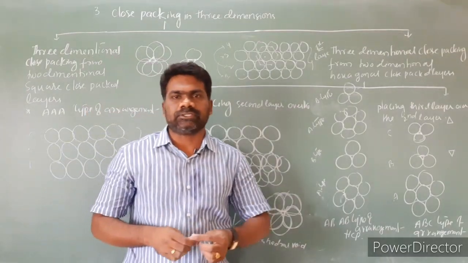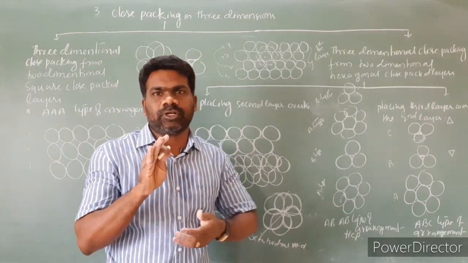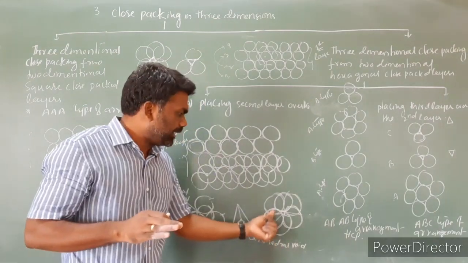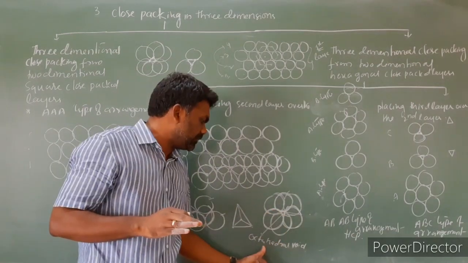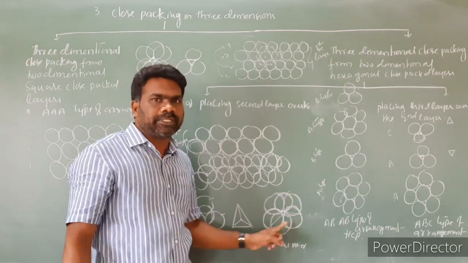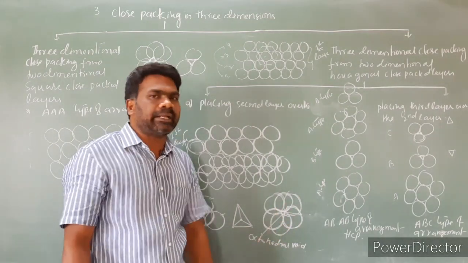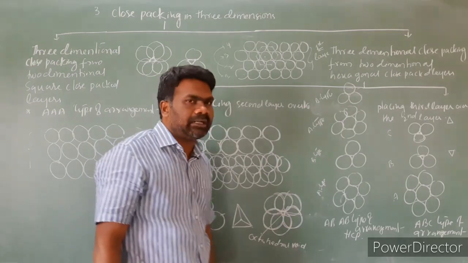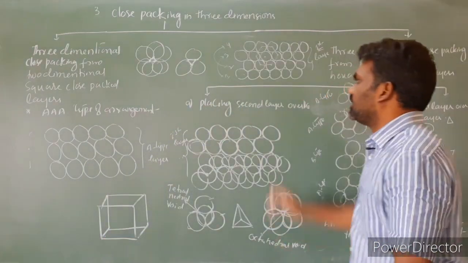Octahedral void is defined as the void surrounded by six spheres. The void surrounded by the six spheres we are calling an octahedral void. When the centers of these spheres are joined, we get an octahedron, so we call it an octahedral void. So these are the voids. This is the first case.